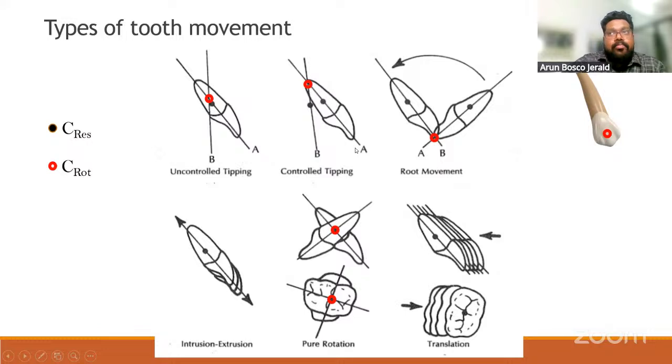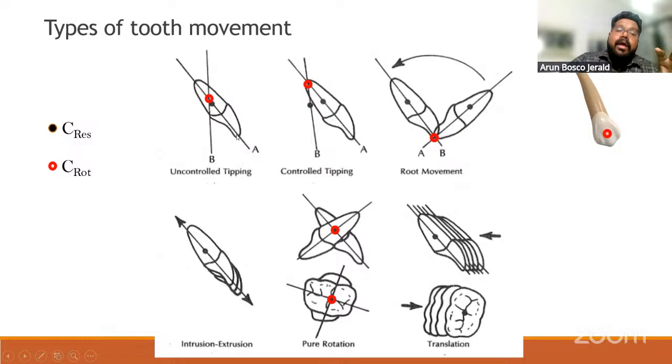Now, clinically or practically, we may not be able to give a force through that particular point because it will be embedded inside the root portion. So you cannot give any force directly through the center of resistance. So generally, we will be giving a force through the crown. When we give a force through the crown, there is a rotational tendency. So based on this rotational tendency, we have classified different kinds of tooth movements.